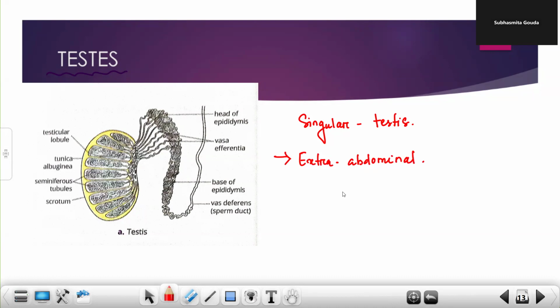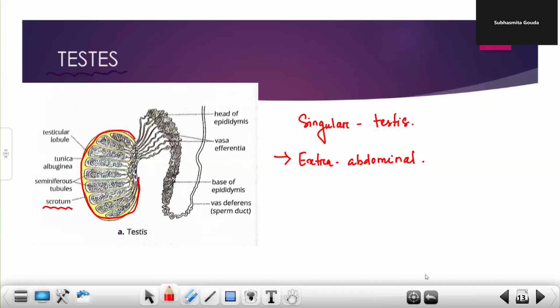Okay, these are present in a thin pouch made of skin. This is the thin pouch that is made up of the skin, and it is made up of the skin as well as connective tissue. So the total is called the scrotum. Yes, scrotal sac.